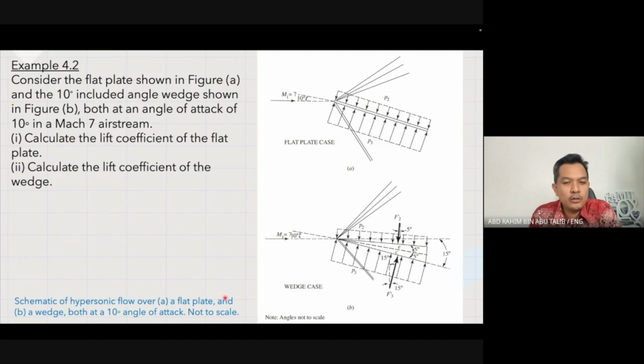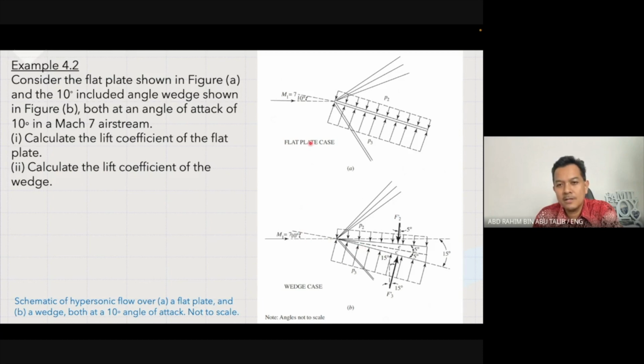Now we would like to go into an example with regards to this situation. So we want to see whether the explanation given earlier makes sense or not by looking at this example. There are two cases over here, where we can see a schematic of hypersonic flow over a flat plate. The top portion of this figure is a flat plate, and the bottom part of the figure is the triangular wedge, both at 10 degrees angle of attack.